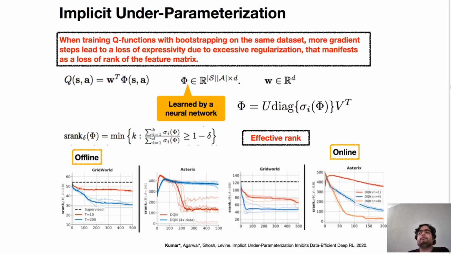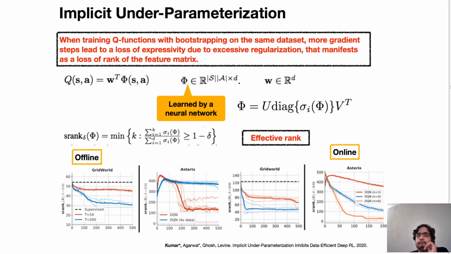A similar phenomenon exists in the online setting, where again the rank drops, as you see on the grid world, where the rank starts off at around 120 and goes down to around 40 or something. The same holds in online settings with more gradient steps, which correspond to the orange line and the blue line, where you find that the S rank value drops down to super low magnitudes, as compared to when you have n equals 1, which is one gradient step per environment step. That's the red line, which is the highest in terms of S rank.